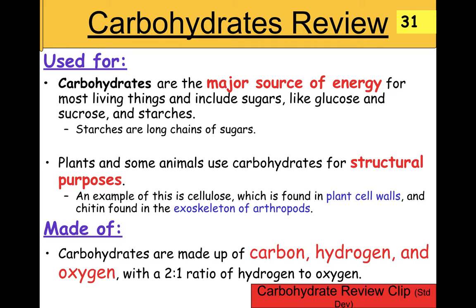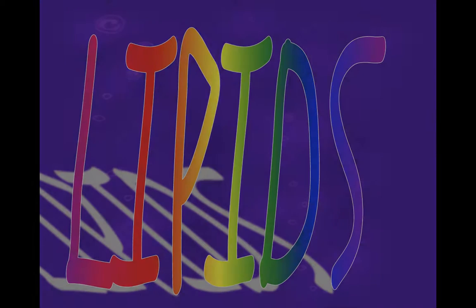We also know that plants and animals use carbohydrates for different structural purposes. Plants use cellulose in plant cell walls, and chitin is found in the exoskeleton of insects. Carbohydrates are made up of carbon, hydrogen, and oxygen in a 1 to 2 to 1 ratio.